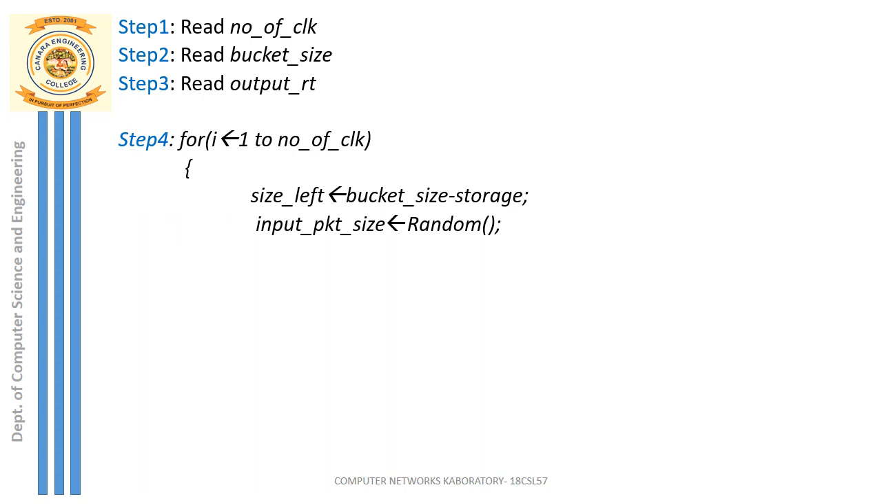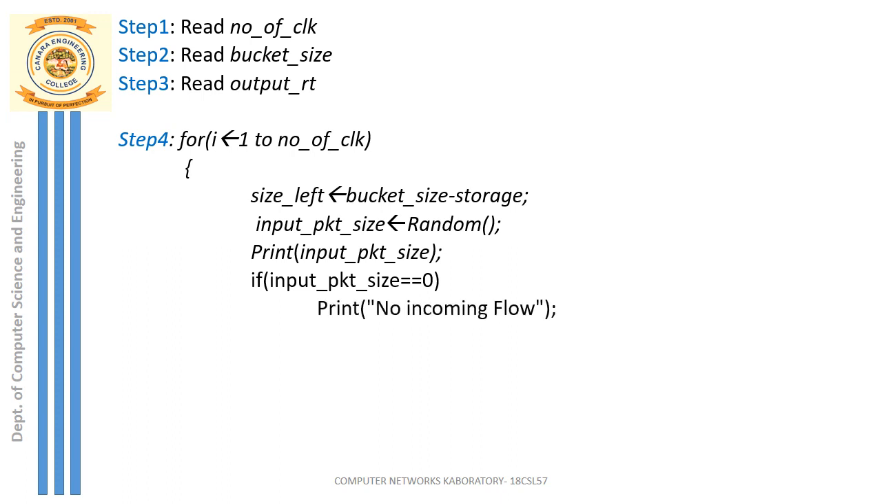And I am reading a random number into input packet size. That means a burst of some random size comes into the bucket. Before inserting this input packet size, we have to check whether input packet size is equal to 0. If input packet size is equal to 0, it's an invalid input. That means an invalid packet, and we just print no incoming flow.